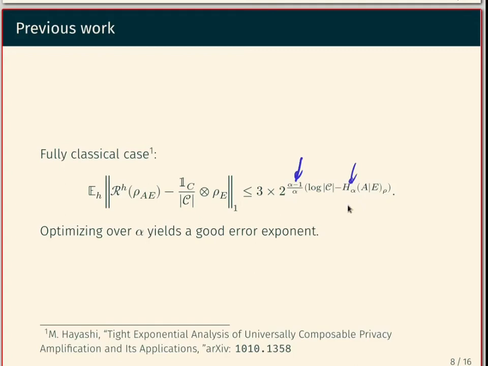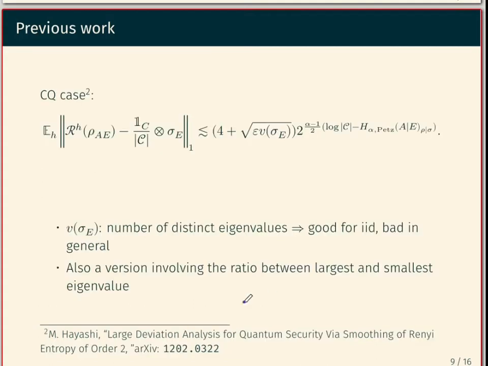What happens if we move to the quantum case? First the CQ case, the privacy amplification case, where A is classical and E is quantum. Hayashi also proved a theorem about this, except it does have a few drawbacks. First of all, it doesn't use the same definition of Rényi entropy. It uses the Petz definition rather than the sandwich definition, which is a little bit worse in general, but that's not so bad. The bigger problem, however, is that there's a prefactor here that depends on the number of distinct eigenvalues in one of the operators that arises in the expression.